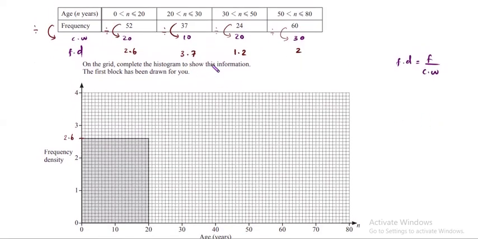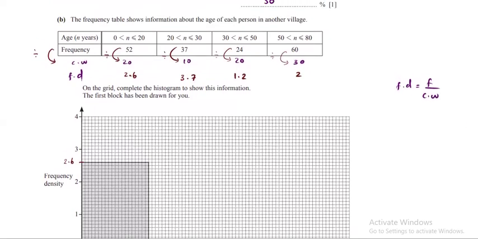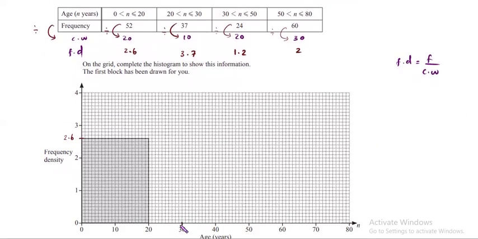Then I'm going to quickly draw it. So I'm going to mark these values. So I have 20 to 30. So that is going to be from here to here. It has a height of 3.7.